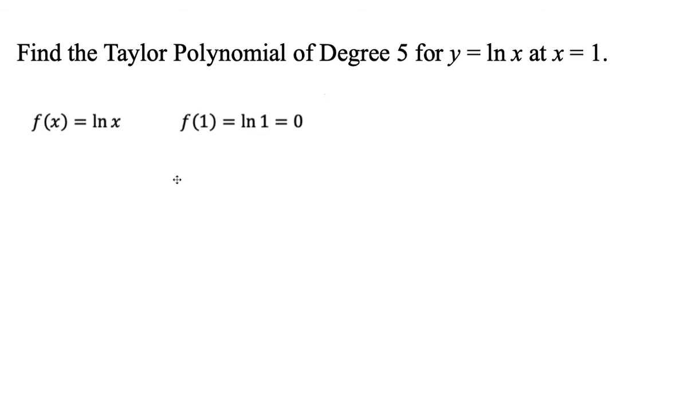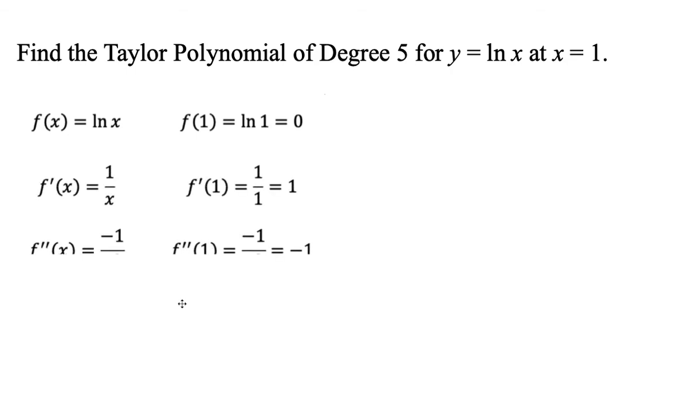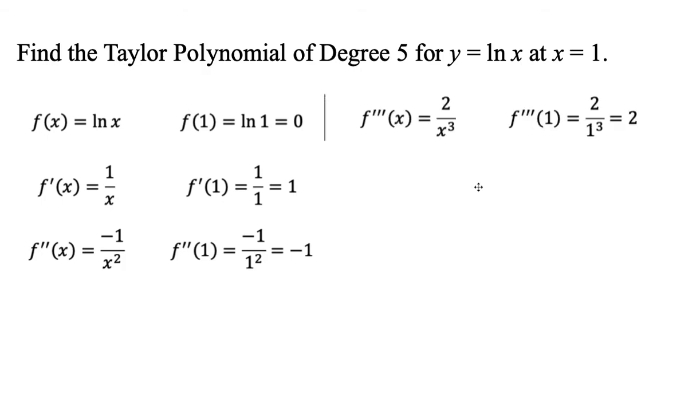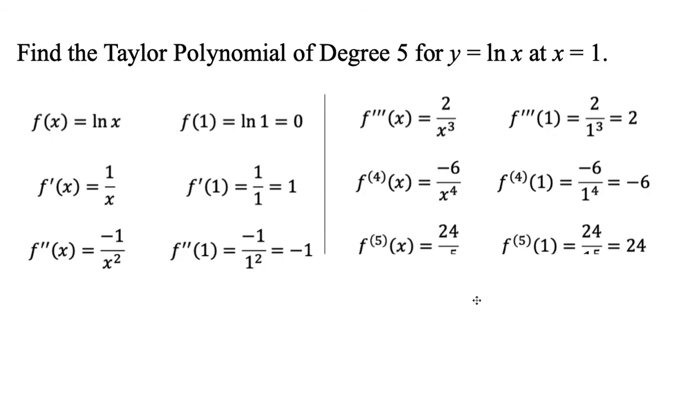Well, if f of x is ln of x, f of 1, ln of 1, is 0. But the first derivative is 1 over x. Evaluating that at 1, we get 1. The second derivative is negative 1 over x squared. Evaluating that at 1, we get negative 1. The third derivative is 2 over x cubed. Evaluating at 1, we get 2. The fourth derivative is negative 6 over x to the fourth. Evaluating at 1, we get negative 6. And the fifth derivative is 24 over x to the fifth. Evaluating at 1, we get 24.